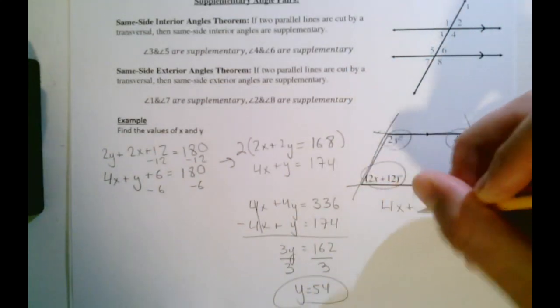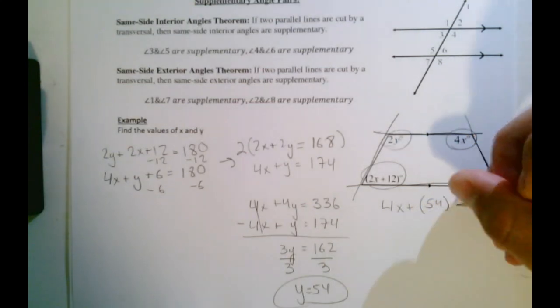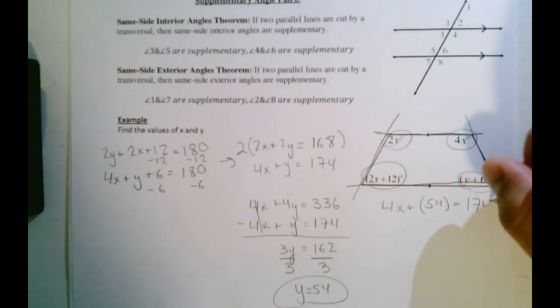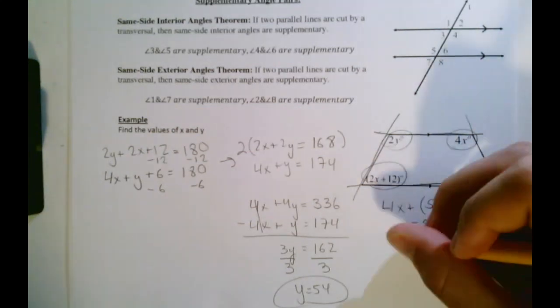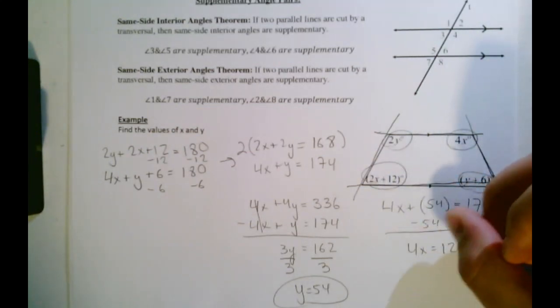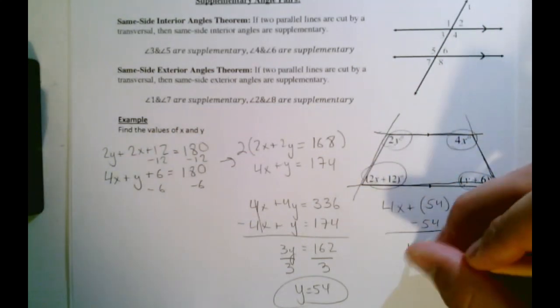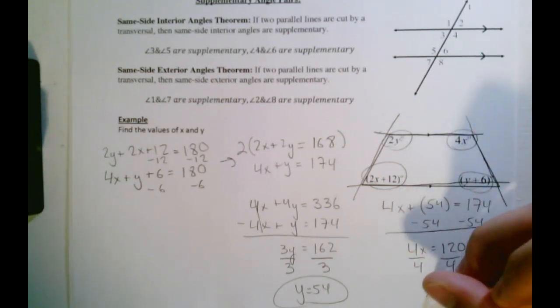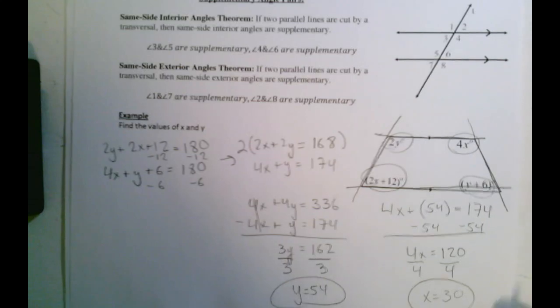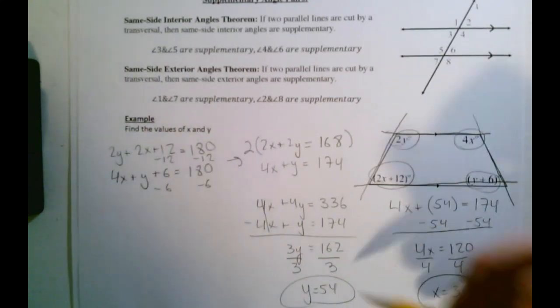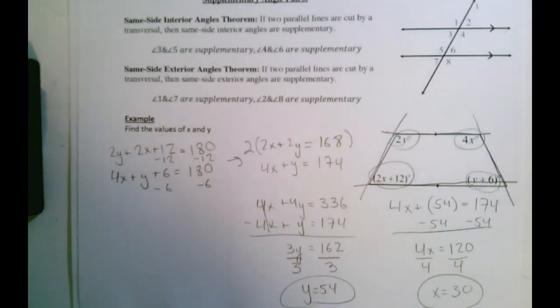I have 4x plus 54 is equal to 174. Subtract 54 on both sides. I get 4x is equal to 120. In that instance, I can divide by 4, and x is equal to 30. Now I've solved: I've gotten x is 30 and y is 54 using a system of equations, specifically elimination.